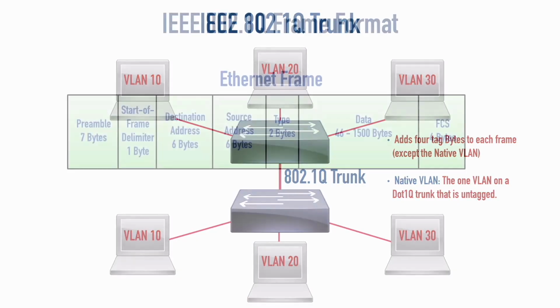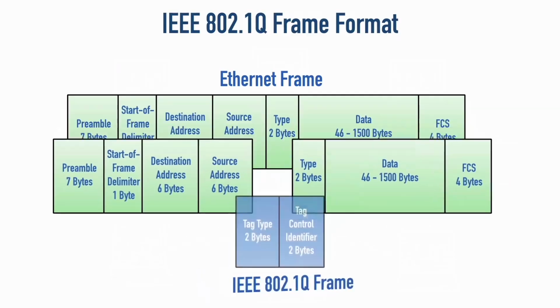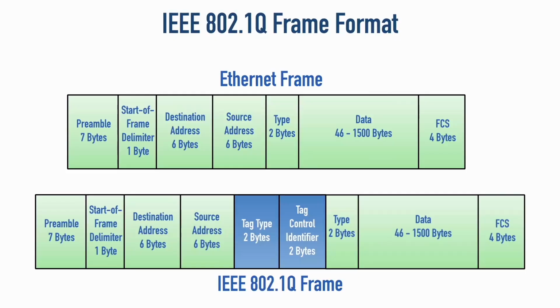Now let's take a closer look at the frame format of a .1Q trunk. Here we see a traditional Ethernet frame. But with a .1Q trunk, we insert these 4 bytes that we see here between the source address and the type field in an Ethernet frame. And we do that again for every VLAN except the native VLAN. And there are VLAN bits in amongst these 4 bytes that indicate VLAN membership. And when we're doing trunking between switches, 802.1Q is what we typically use.